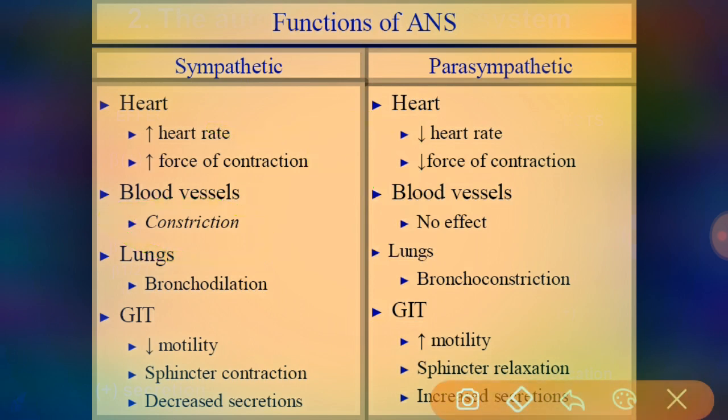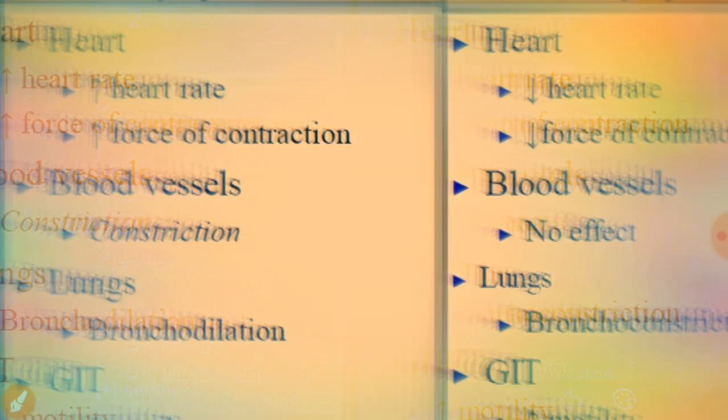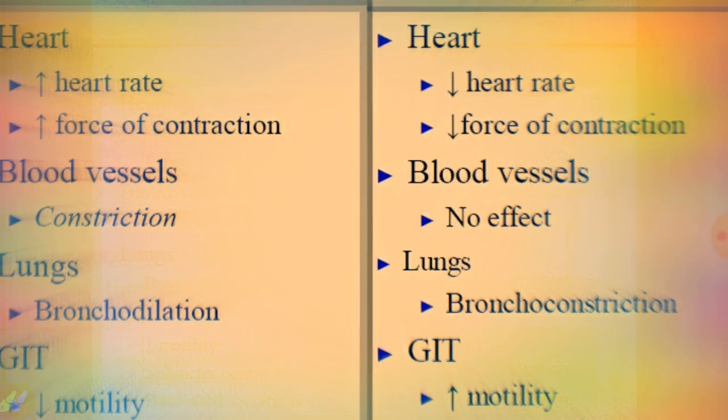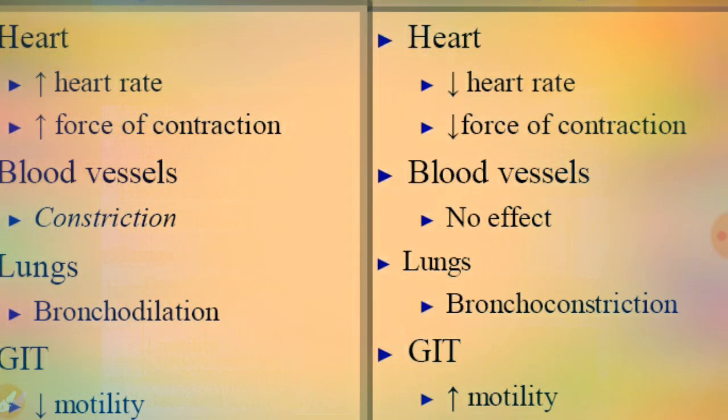Then in the lungs we can see bronchodilation. In the gastrointestinal tract, we have seen decreased motility completely, and sphincter contraction and decreased secretions. We have seen all this in the previous slide also. Coming to the parasympathetic nervous system, the heart rate decreases and the force of contraction also decreases. The blood vessels have no effect, meaning no constriction, and remain normal.